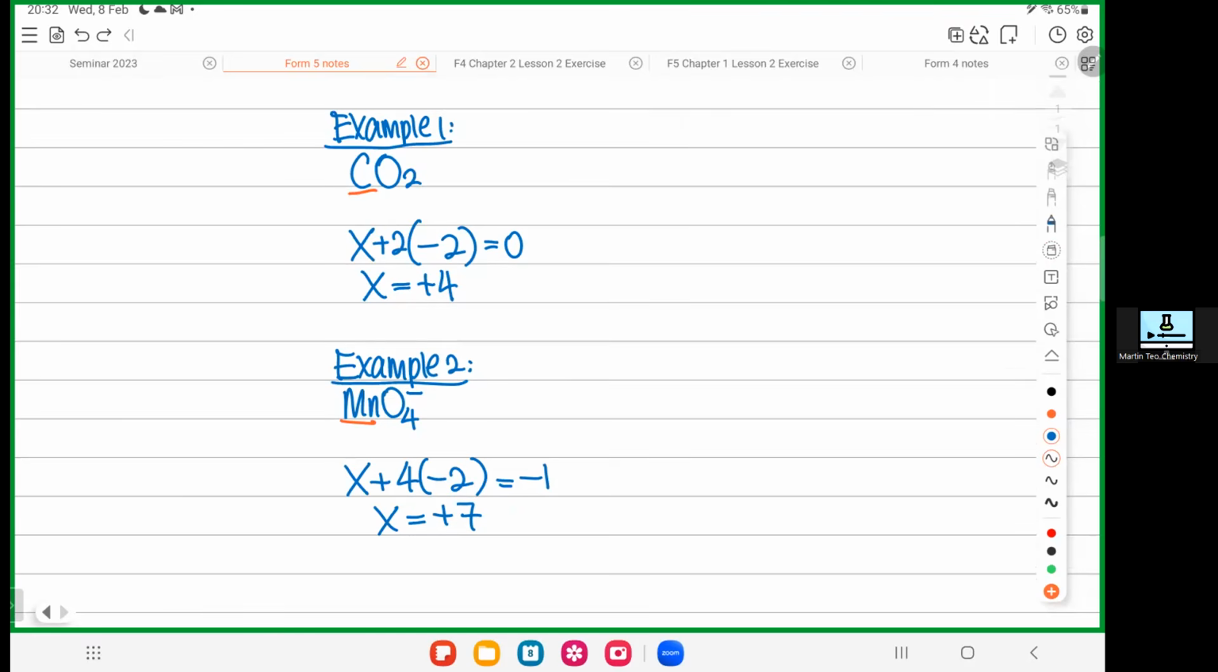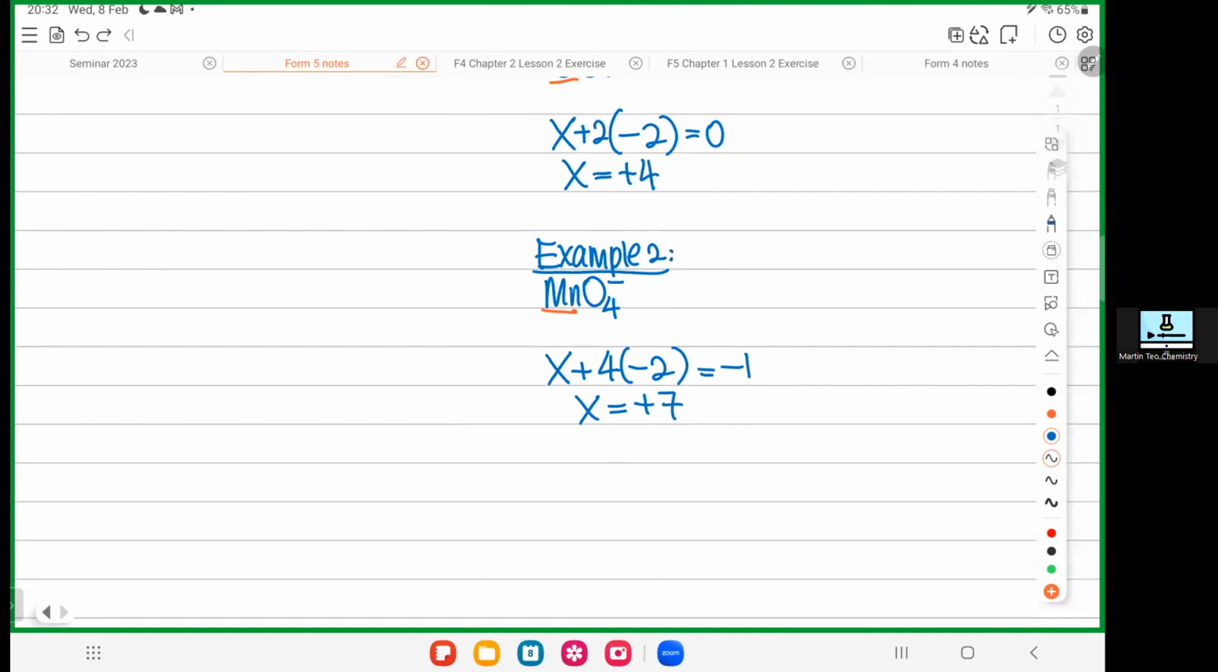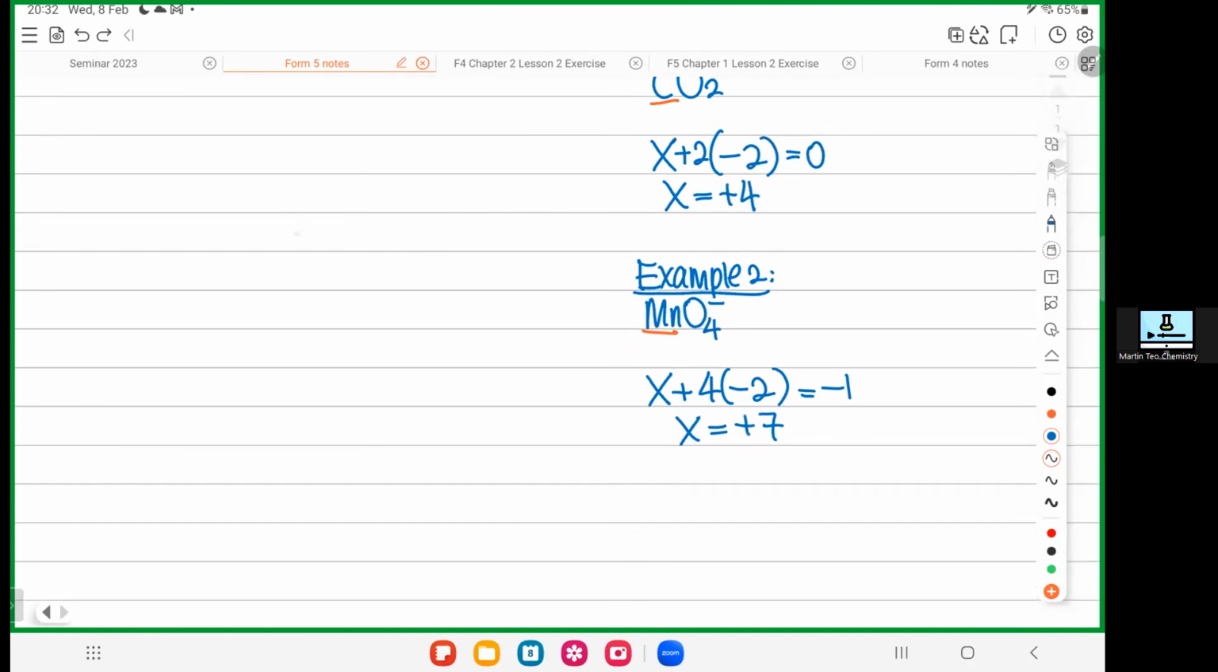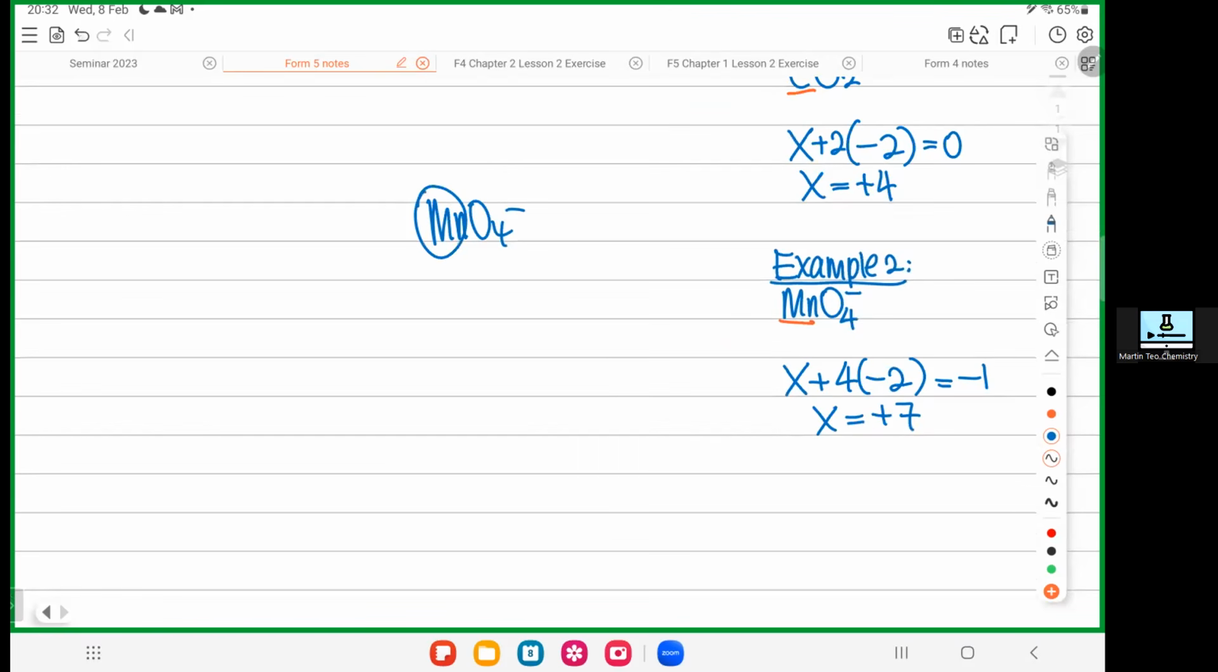Okay, some people will ask, sir, if I don't want to use the X, can or cannot? You can do it like this. MnO4 minus. Do you know the oxidation number for Mn? You don't know. Copy back Mn. So add with oxygen. Oxygen, do you know? -2. How many oxygen? 4, times 4. Equal to the total charge, -1. So in the end, Mn equals +7. Also can, no problem.